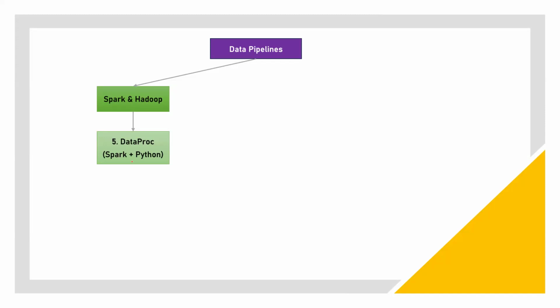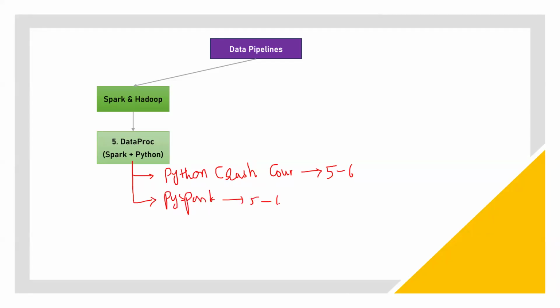We will also learn 2 things. One is Python. I'm teaching you a Python crash course for 5 to 6 hours. And then we are going to see PySpark, which is also 5 to 6 hours. These 2 things are an added advantage to you. We are learning the Python crash course, and we are also learning PySpark.